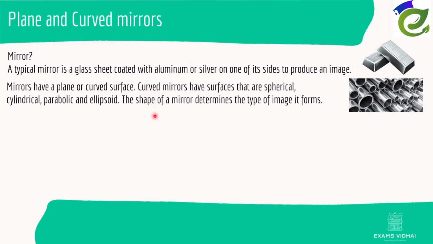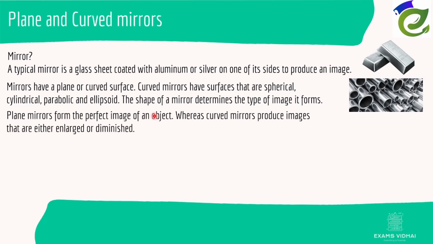Mirrors have a plane or curved surface. Curved surfaces are of spherical form or parabolic form. So the shape of the mirror determines the image form as well. A plane mirror will form the image at the same size of the object.